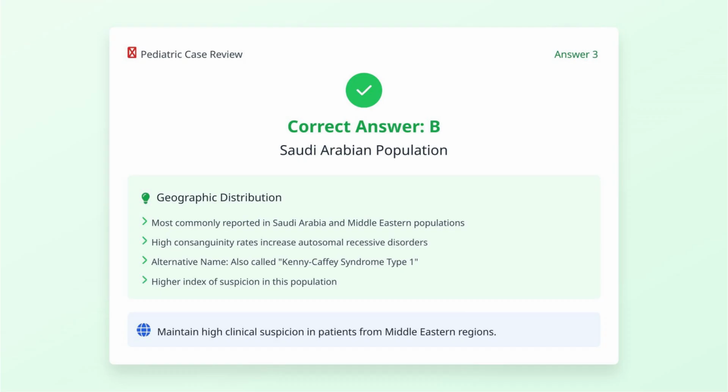The correct answer is B, Saudi Arabian population. Sanjad-Sakati syndrome occurs most frequently in Saudi Arabia and Middle Eastern populations due to high consanguinity rates. This geographic clustering increases autosomal recessive disorders. The syndrome is also called Kenny-Caffey syndrome type 1. Maintain high clinical suspicion in patients from these regions.